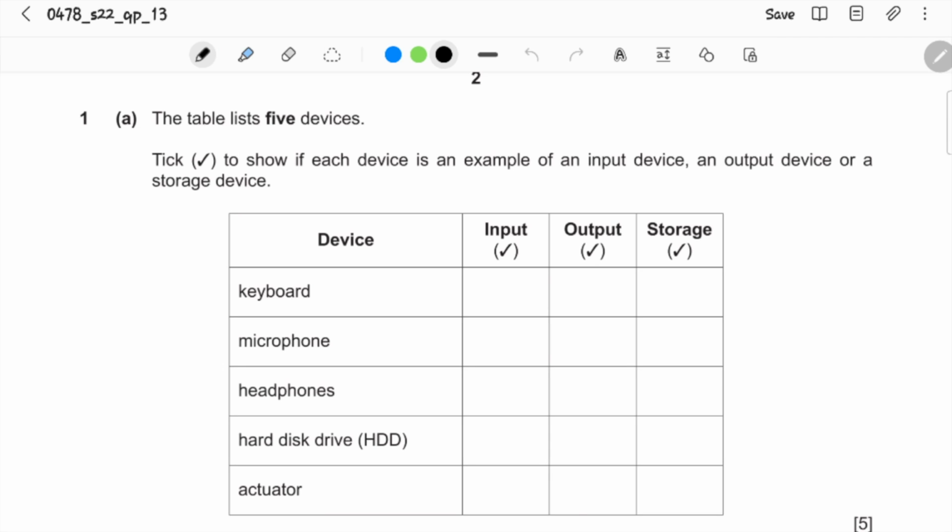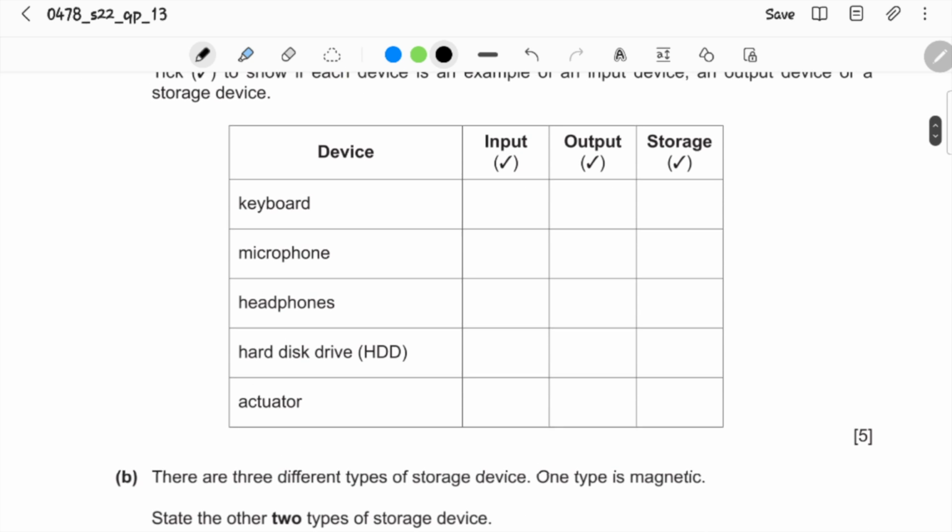Alright, so the table lists 5 devices and you're supposed to tick to show if the device is an example of an input device, output device, or storage device. It's pretty simple. A keyboard is what? A keyboard is an input device. A microphone is also an input device. Headphone is an output device. Hard disk is a storage device.